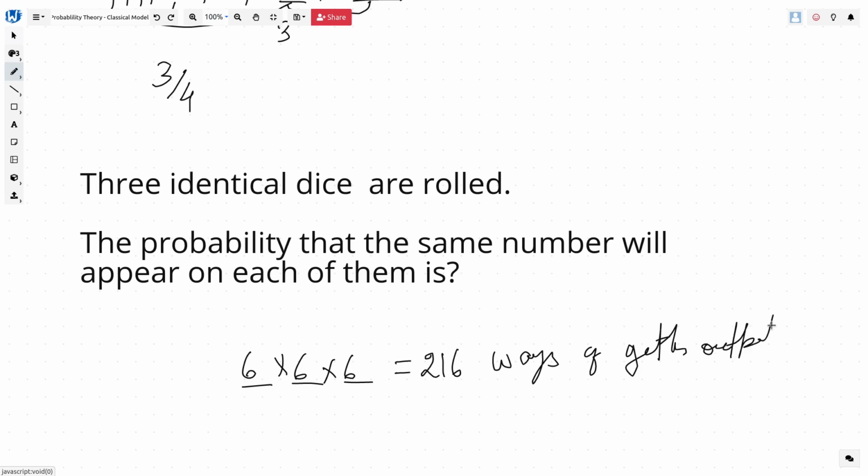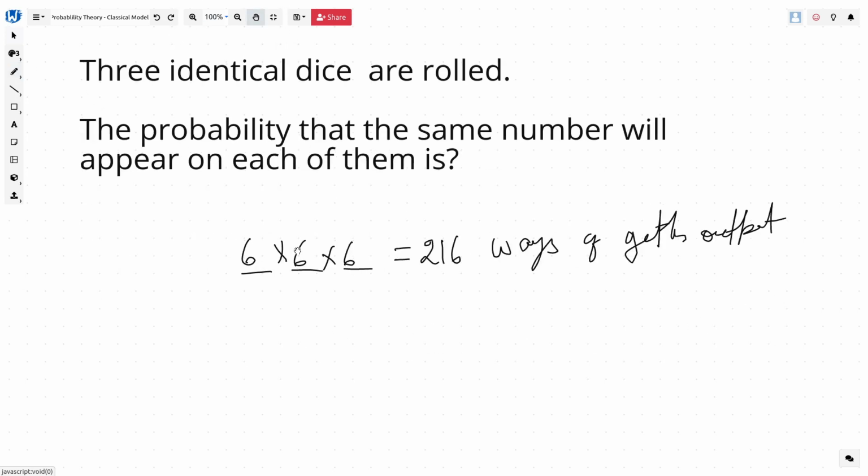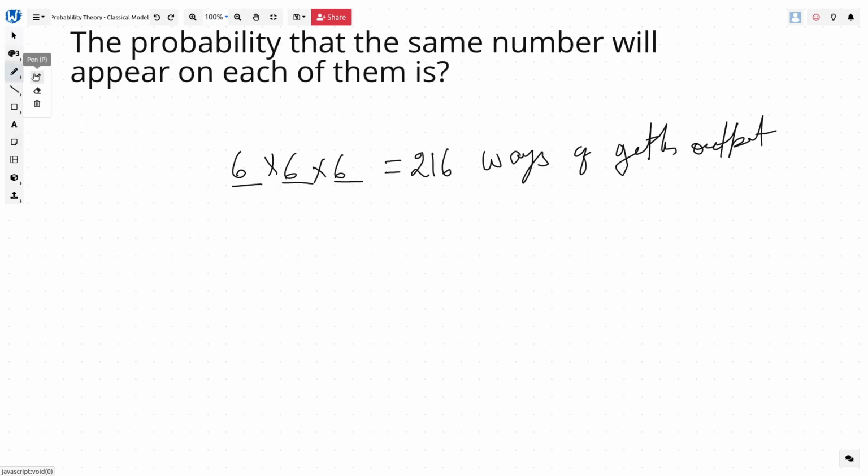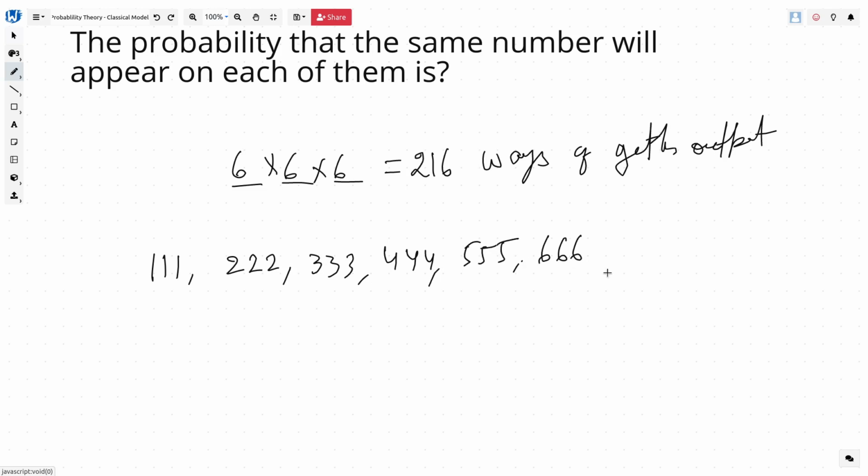Okay. Now, if we have to find the probability that the same number will appear on each of them, this can be, again by the counting principle, you can see there are only 6 possibilities that the same number appears on all 3 dice, right? 1, 1, 1, 2, 2, 2, 3, 3, 3, 4, 4, 4, 5, 5, 5, and 6, 6, 6, right?